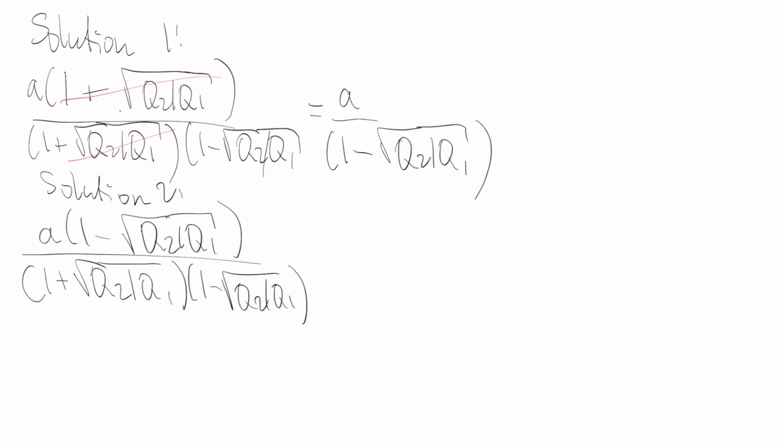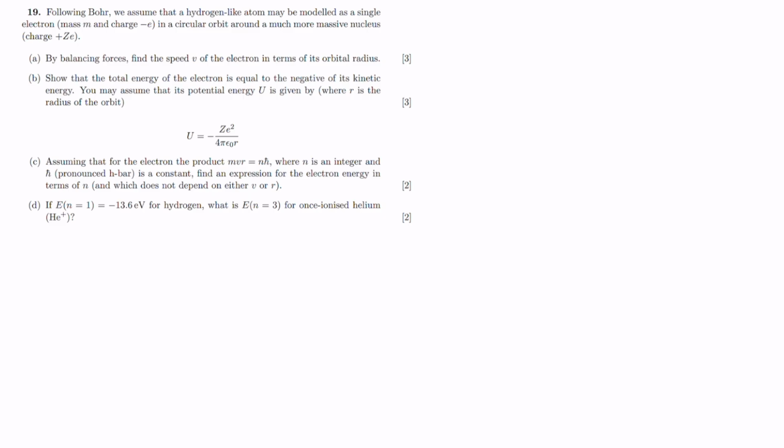So in solution 2, those ones are going to cancel out, and what we're left with is going to be A over 1 plus root of Q2 over Q1. And that was quite a lot of algebra with 2 possible solutions. Okay, let's do one on the Bohr model of the atom.